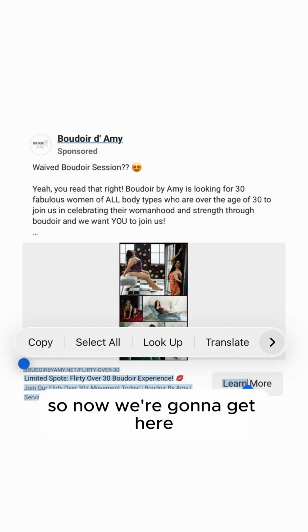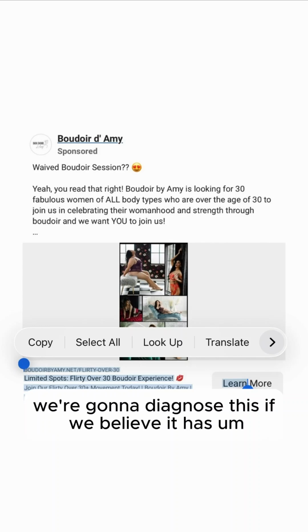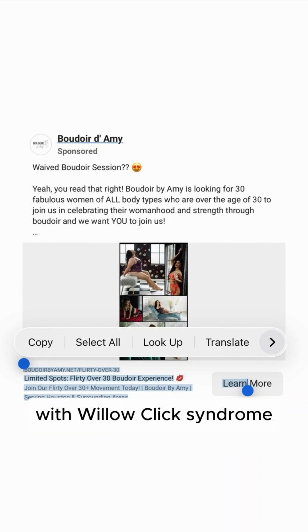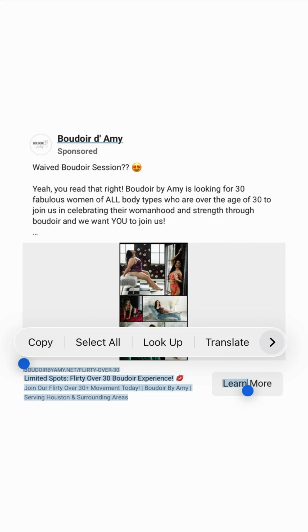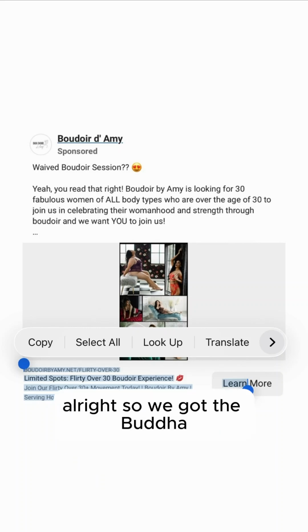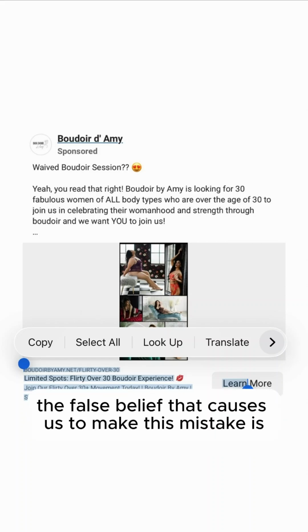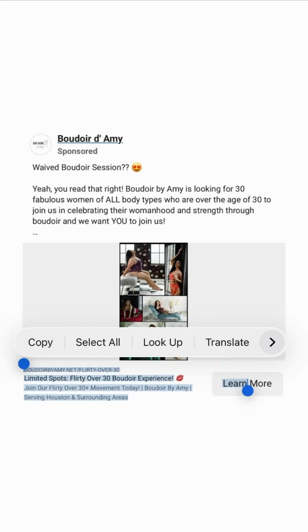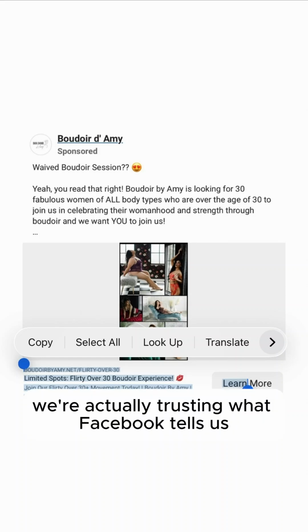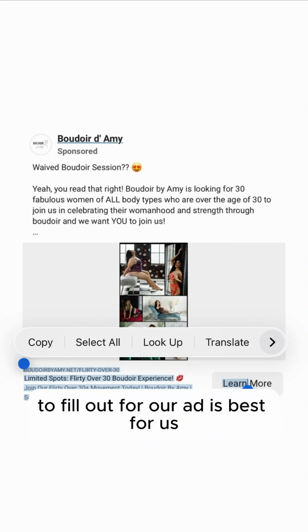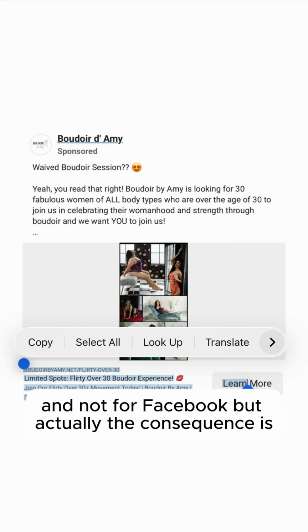So now we're going to diagnose this if we believe it has Boudoir low click syndrome. First thing I'm looking at, all right, so we got the Boudoir, basically the below creative cluster mistake. The false belief that caused us to make this mistake is that we're trusting that what Facebook tells us to fill out for our ad is best for us and not for Facebook.